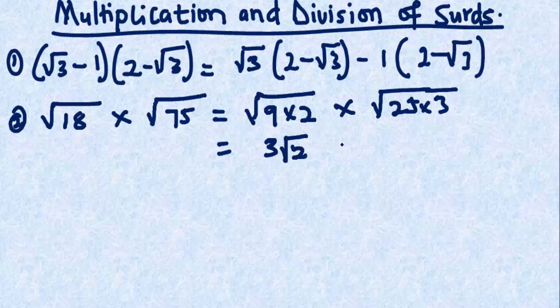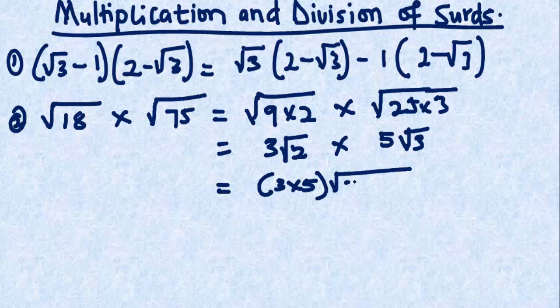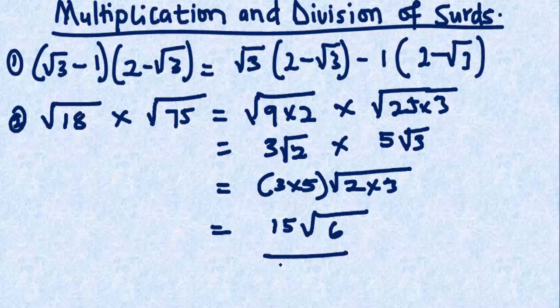So in this case we have 3 root 2 multiplied by 5 root 3. So what we do, we multiply numbers outside, then we multiply numbers inside. So 3 times 5, then root 2 times 3. So 3 times 5 will give us 15, then 2 times 3 is 6. So as simple as that.